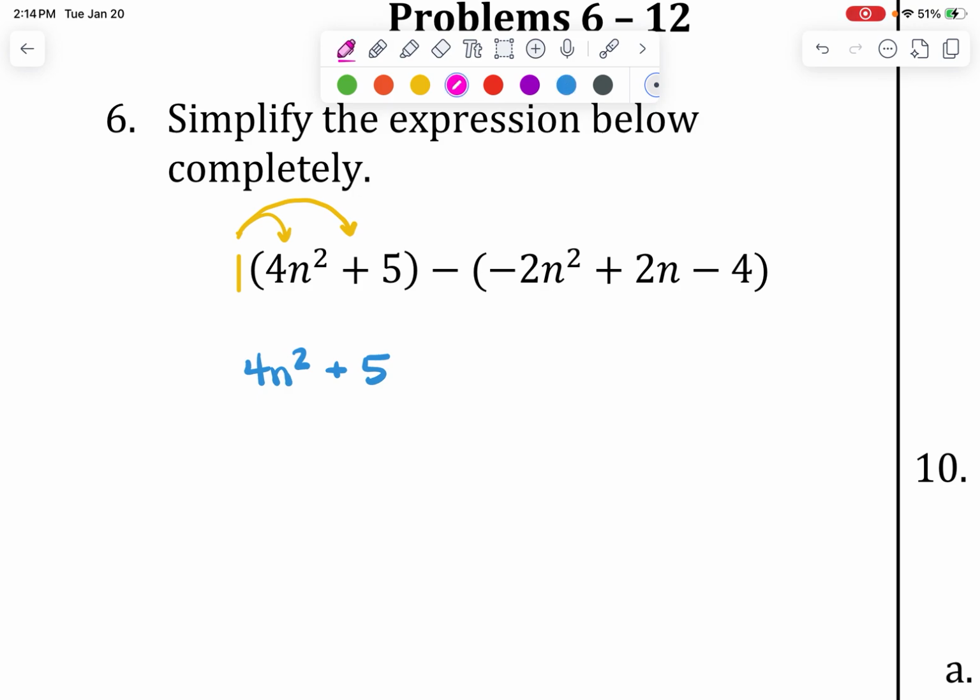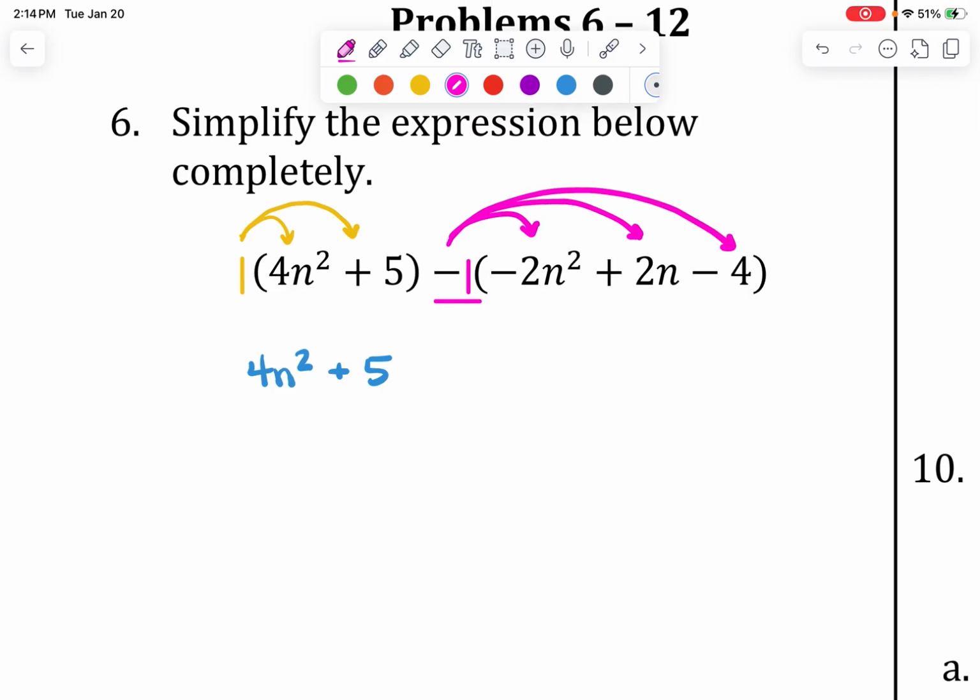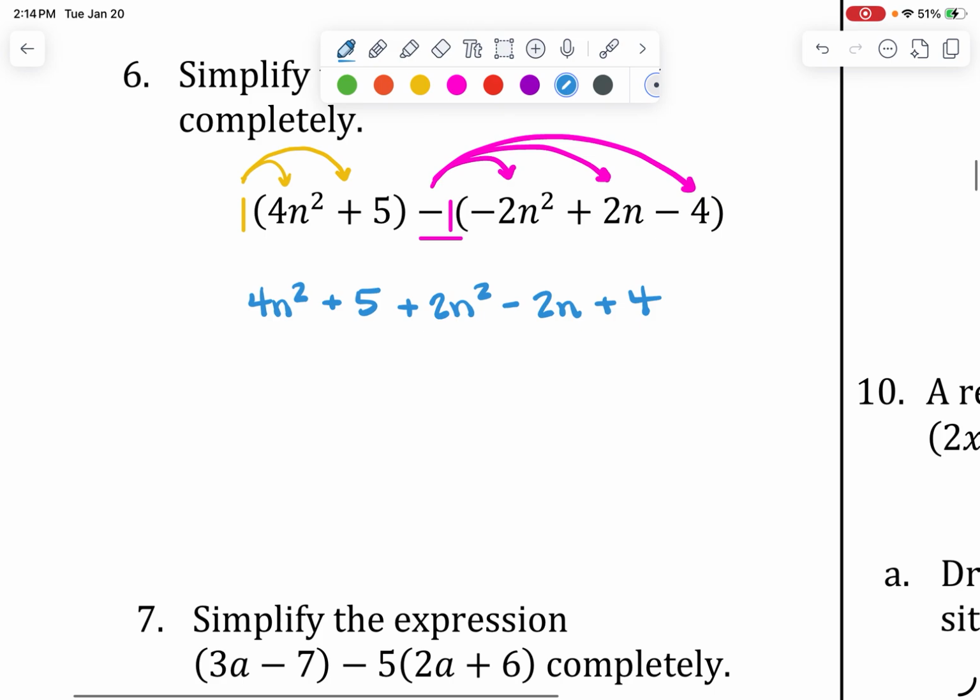And then on the second parenthesis, it's not just a 1, but it's a negative 1. So everybody inside is getting multiplied by a negative 1. Of course, a negative times a negative is going to give me a positive 2n squared, and then a negative 2n, and then a positive 4, because when we multiply by negatives, it just changes everybody's sign. Now, technically, this is step number 1.